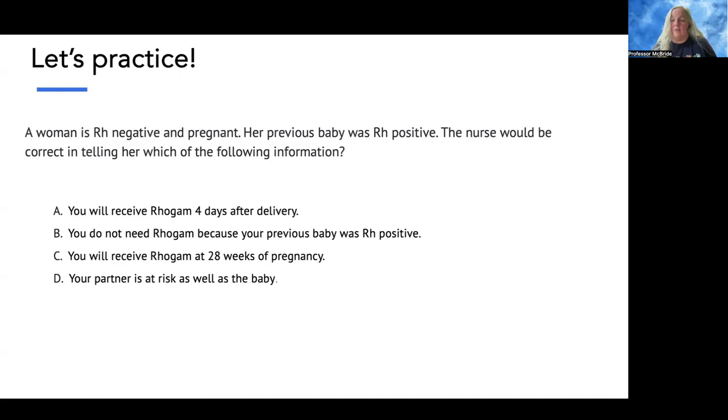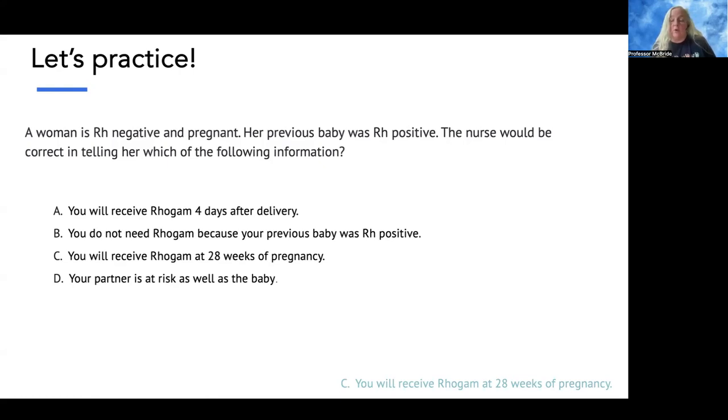Every Rh negative mom should receive RhoGAM at 28 weeks of pregnancy. Remember, we don't know if this fetus is Rh positive or Rh negative, so all moms receive RhoGAM at this point. C, you'll receive RhoGAM at 28 weeks, is the answer. But let's look at option D. Your partner is at risk as well as your baby. The only person at risk here is the baby, okay? The partner doesn't have any risk in this.